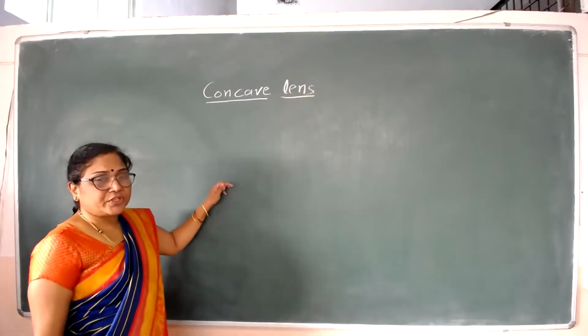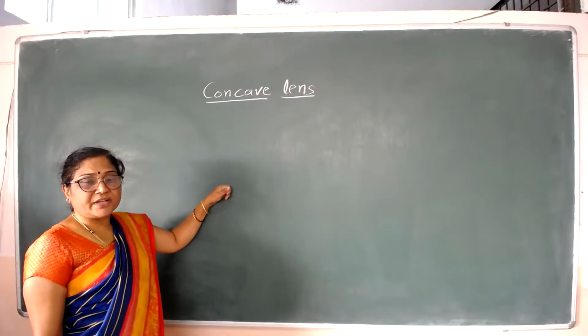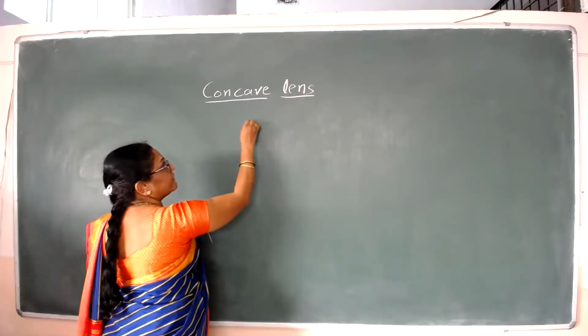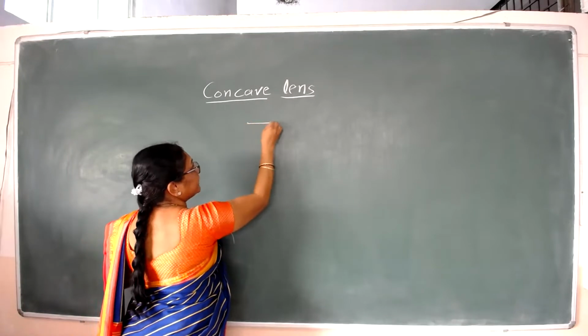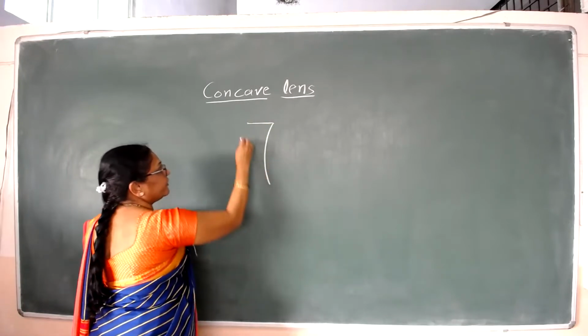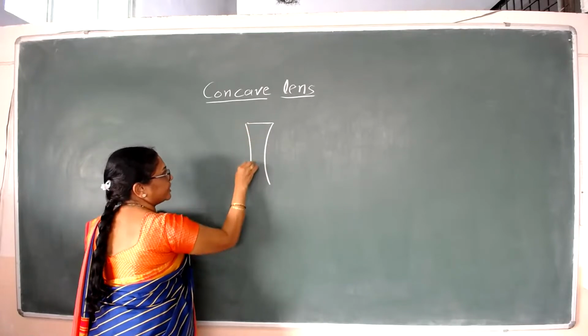Image formation due to the concave lens. We know that a concave lens always gives a virtual image. The convex lens gives real as well as virtual images, but the concave lens always gives a virtual image.